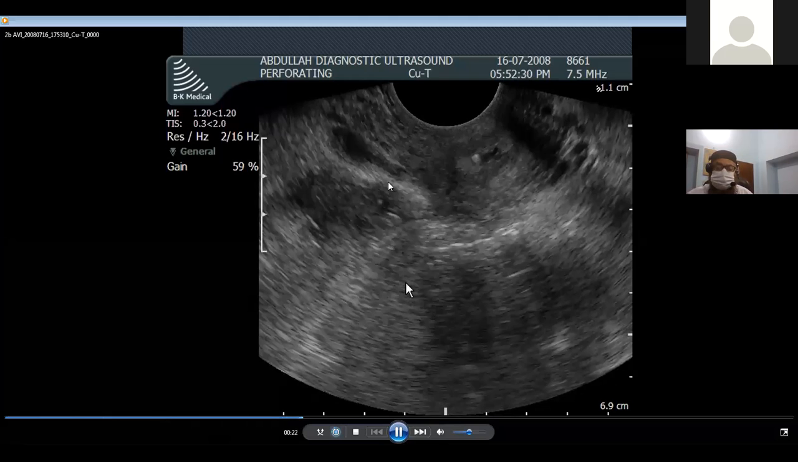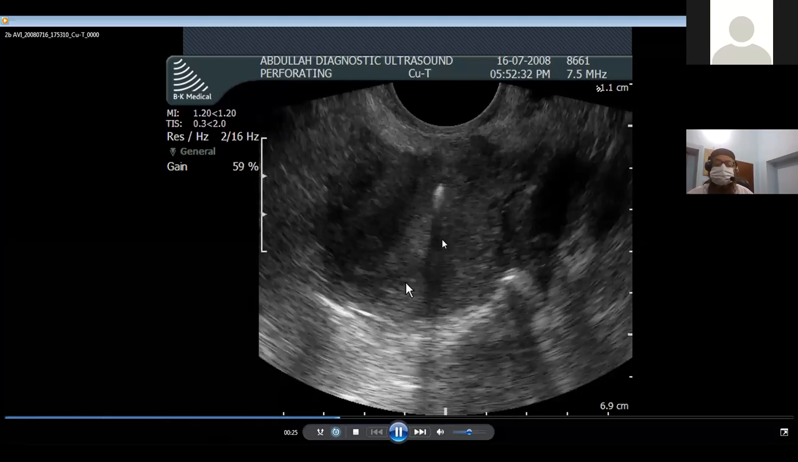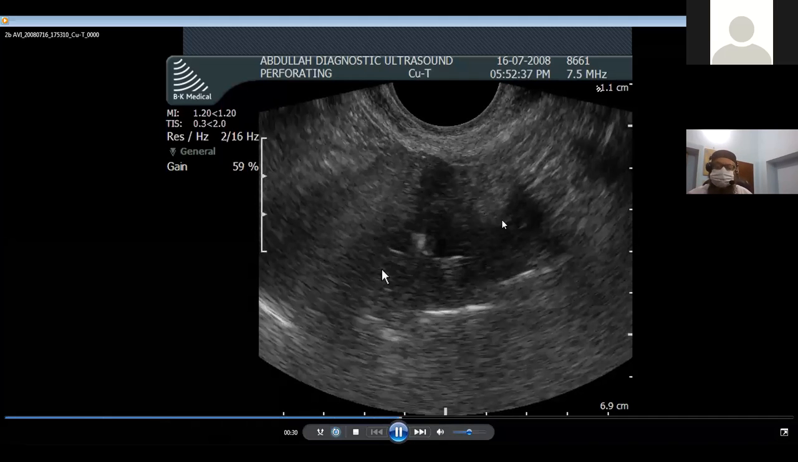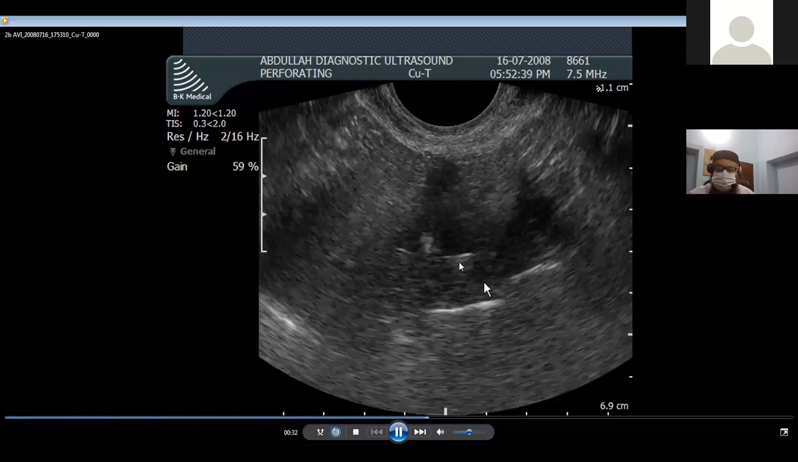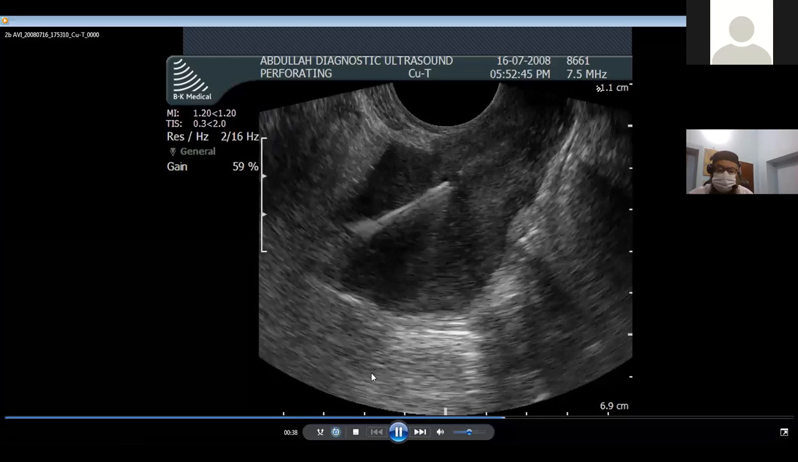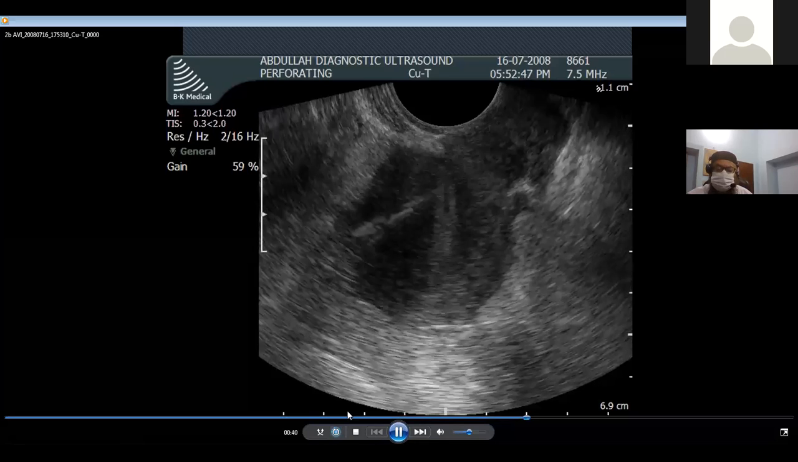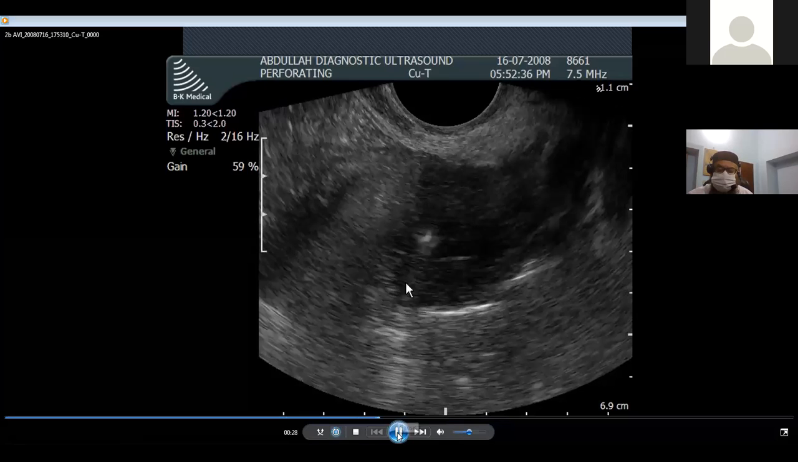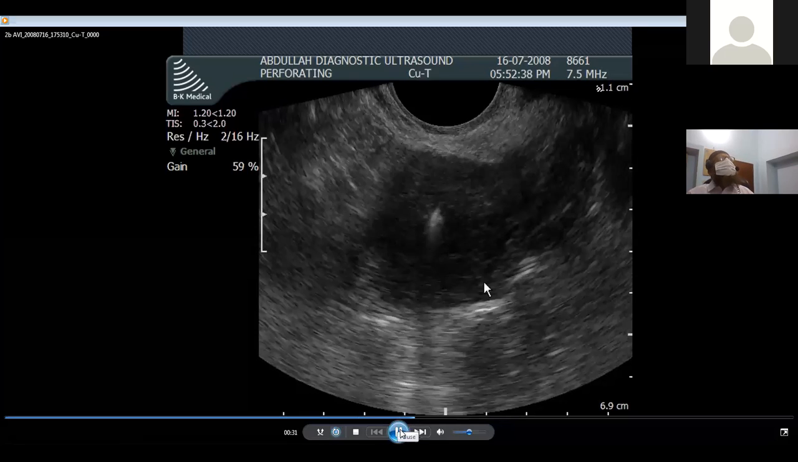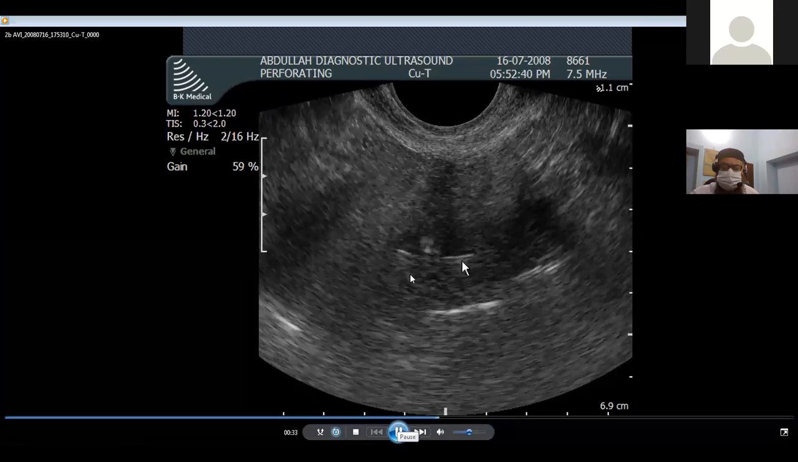So there you see an ovary with follicles, and this is the vertical limb of the copper T. This is the horizontal limb of the copper T when I see this on cross section. I will show you. So it is coming from above, the vertical limb, and there you see the horizontal limb of the copper T. This is how it will appear.